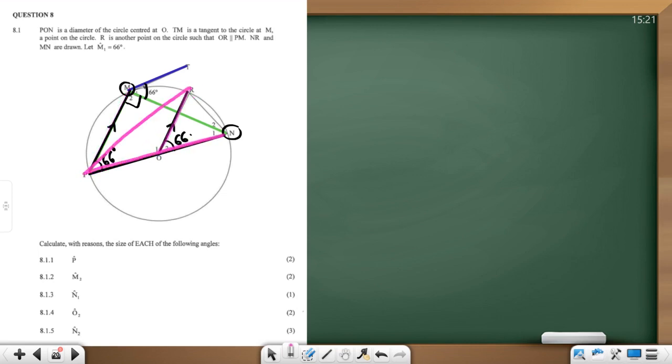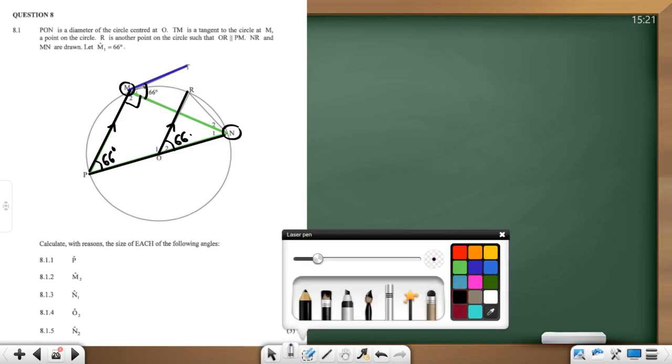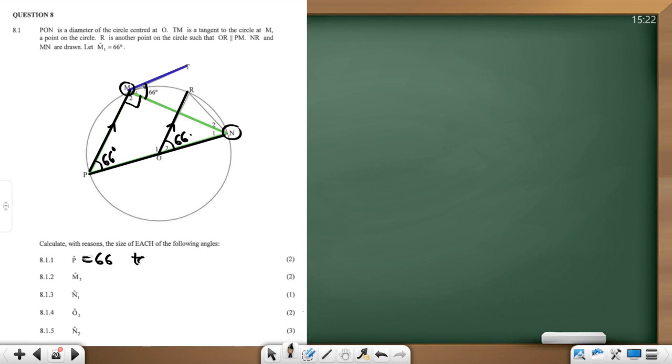Okay, so check. I am only merely reading, but I'm almost done. NR and ML are drawn. M1 is 66. Fine. It says find angle P. We know it's 66. How did we get 66? Tangent chord. P is equal to 66. Do you see how easy? What's your reason? Tangent chord. 2 marks: 1 mark for statement, 1 mark for reason. What is M2? M2 is 90 degrees. Beautiful. Angle in a semicircle, or you can write angle in half a circle.